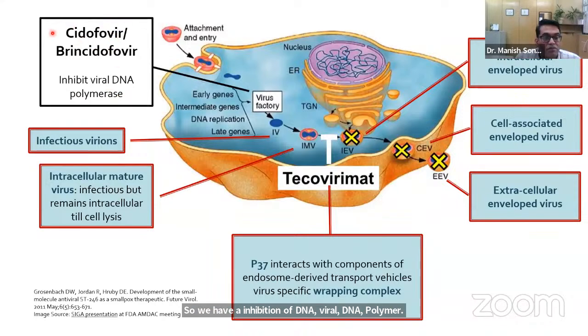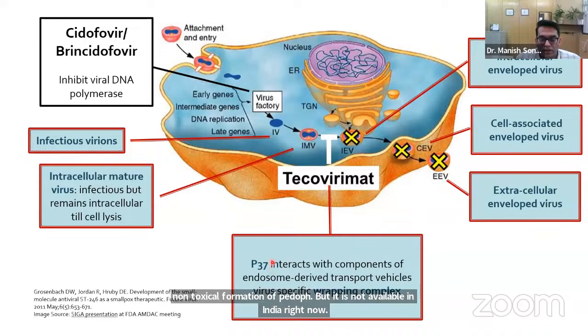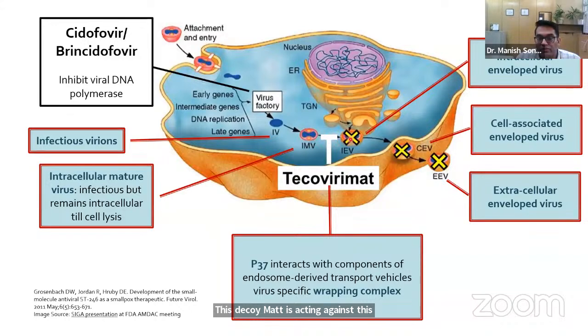Cidofovir is available in India. We have been using it, though very sparingly, in complicated CMV infections. Brincidofovir is a less toxic oral formulation of cidofovir, but it is not available in India right now. And then tecovirimat acts against the protein P37, which helps in viral packing and exclusion from the cell. So this viral packing step is being prevented by tecovirimat. Cidofovir is inhibiting the replication.